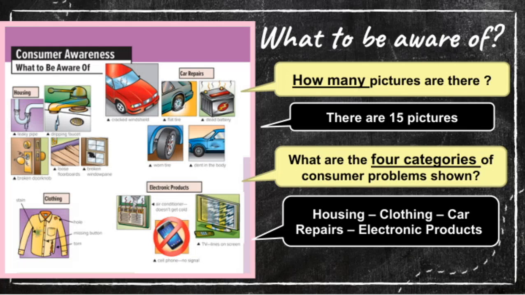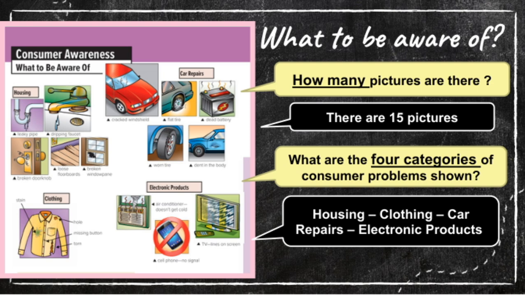Now, looking at this slide, we see four main categories of consumer problems: housing, clothing, car repairs, and electronic products. These categories represent some of the most common issues consumers face. For example, problems with housing might involve rent disputes or maintenance issues, while clothing concerns could include quality or sizing. Car repairs often involve unexpected costs or service delays, and electronic products might break down or not perform as expected. There are a total of 15 pictures here, each illustrating different problems within these categories.